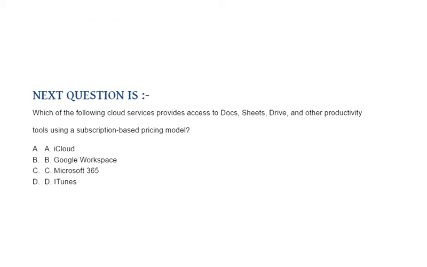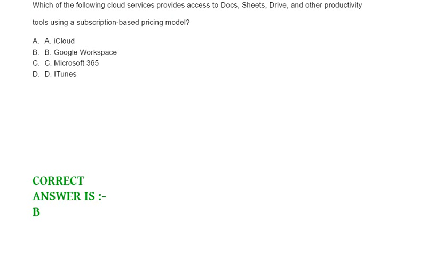Next question is, which of the following cloud services provides access to docs, sheets, drives, and other productivity tools using a subscription-based pricing model? Option A, iCloud. Option B, Google Workspace. Option C, Microsoft 365. Option D, iTunes. Correct answer is option B.